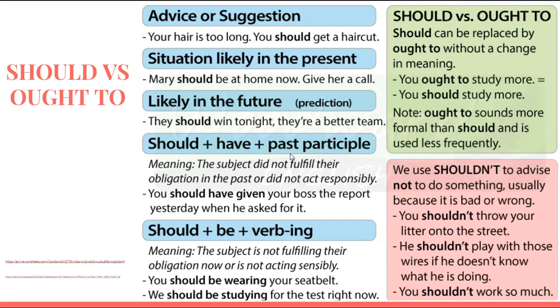Is there any negative form of "ought to"? Oh, yes, there is. You can say "ought not to," or the contracted form "oughtn't to." So basically it will be "ought not to." And the contracted form is adding an apostrophe, n't, and then "to." "Oughtn't," like that. Yes, exactly.